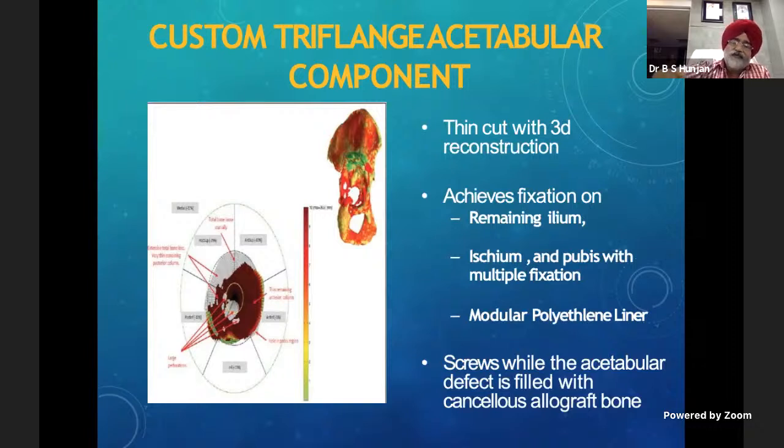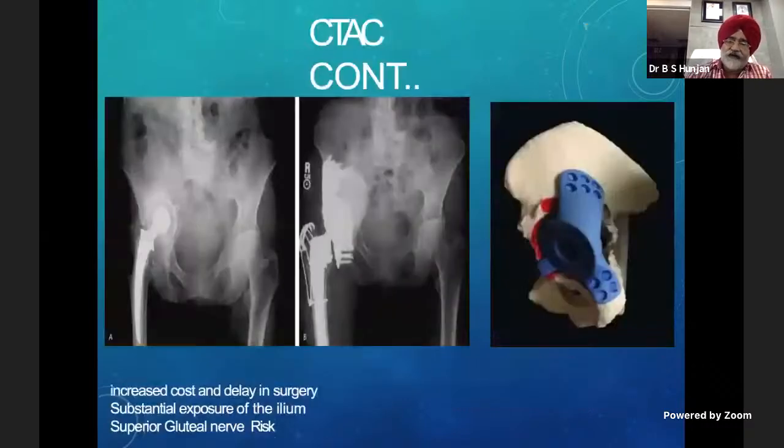So what we do is put some cancellous allograft, and then the custom component is put into the acetabulum and fixed with screws, because the screws are there only where the bone stock is. This is a custom component, this blue one, and this is how it fixes to the acetabulum and gives you a proper acetabulum.